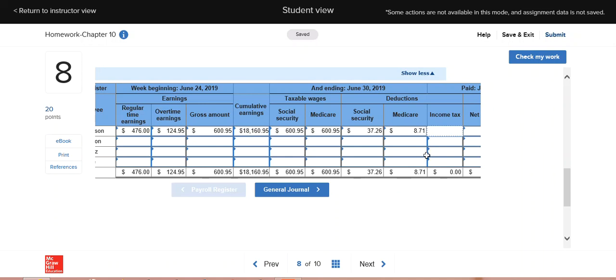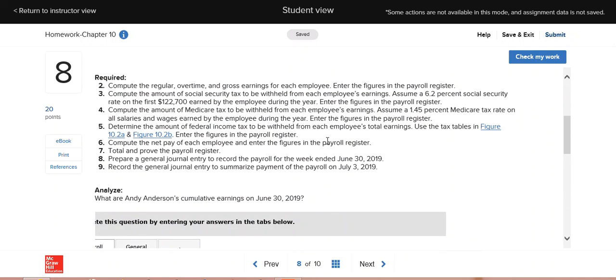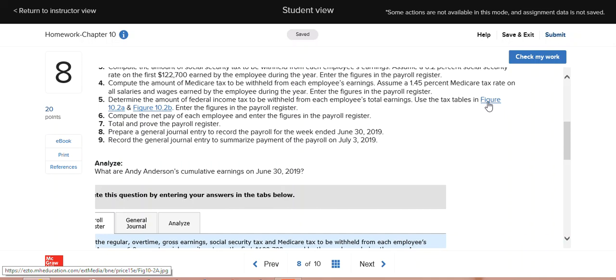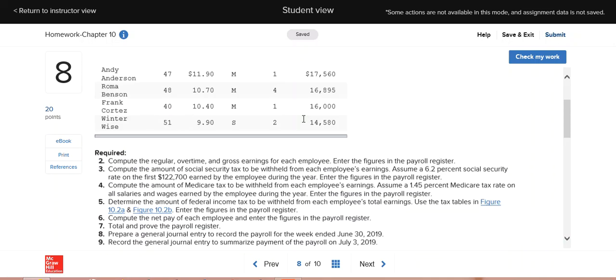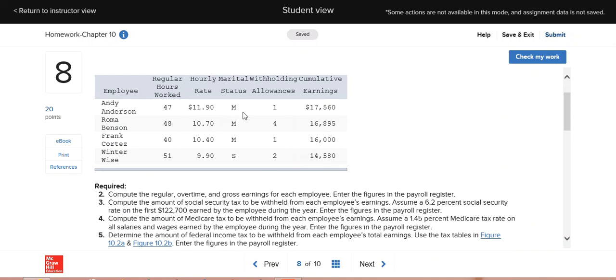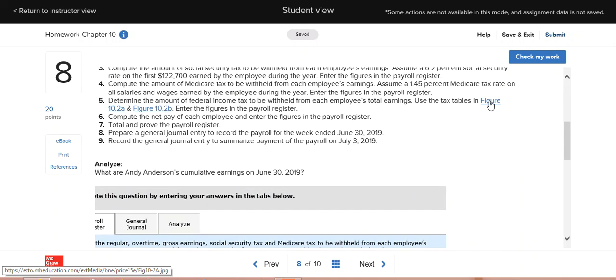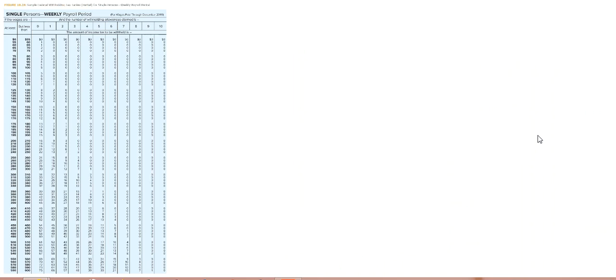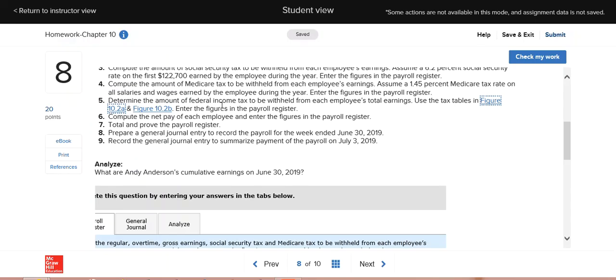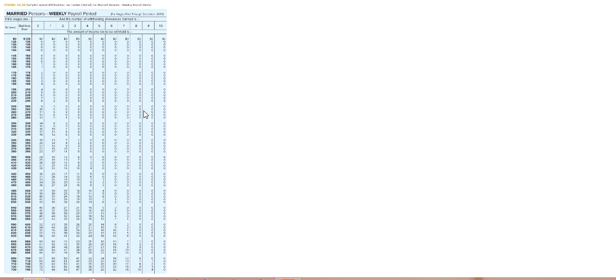And then income tax, I think it gave us a chart. It says use the tax tables here to enter the figures in the payroll register, and we actually have 2 charts. So it looks like Andy is married and he has 1 allowance. So we've got to figure out which of these charts to use. So let's just open one. And this one says it's for single people, so that's the wrong chart. So we have to open the other one. This one says it's for married, so we need to use the married chart.